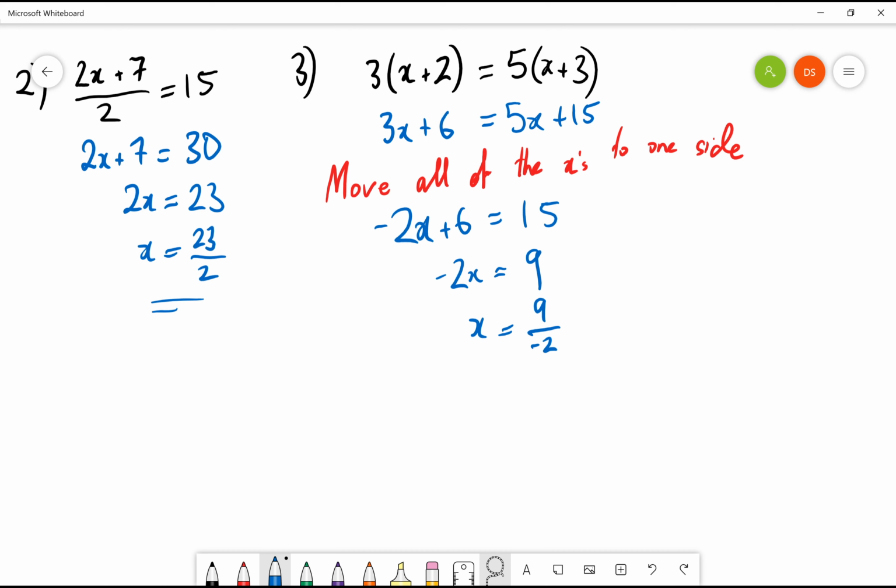And once again, my answer is a fraction. I'm going to write negative 9 on 2, and that is going to be my answer.